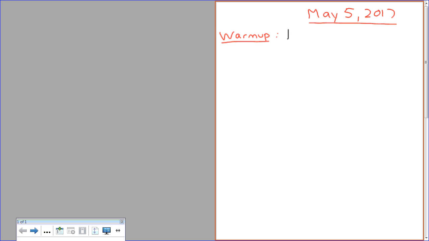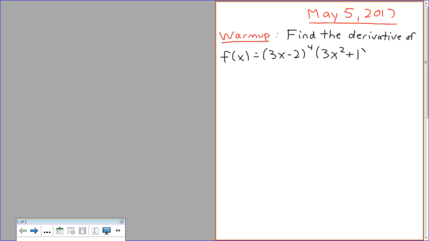We're going to say, find the derivative of the question. f of x equals (3x minus 2) to the 4 and (3x squared plus 1) to the cubed. Okay.